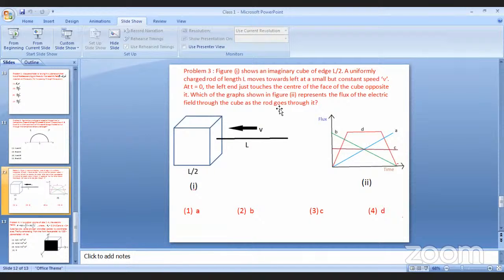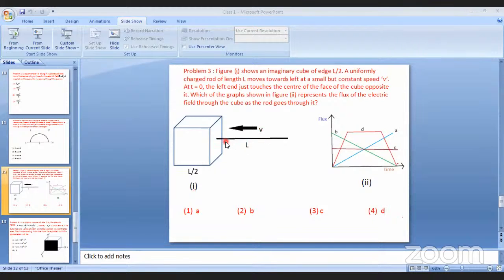So this question is a little bit lengthy, but you have to understand the question first. So you have an imaginary cube of edge L by 2. That means the side of this cube is L by 2. And here you have a uniformly charged rod. The length of this rod is capital L. It is moving with a speed small v, and this rod is moving towards the cube with a constant speed v.